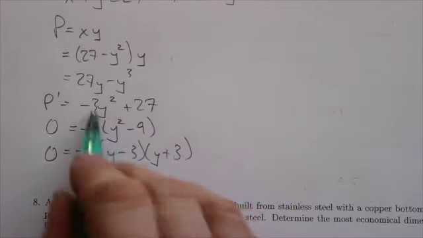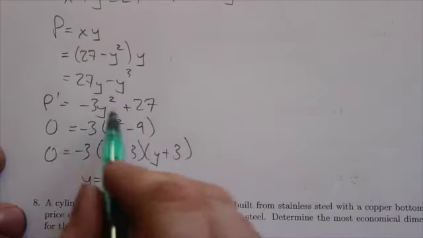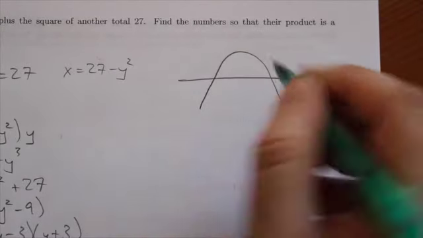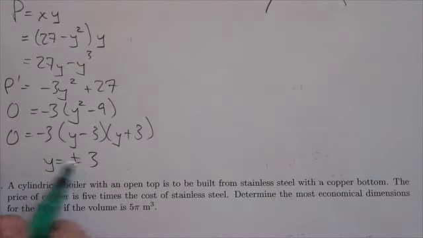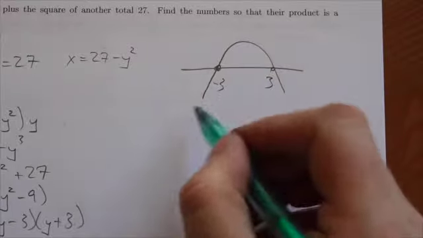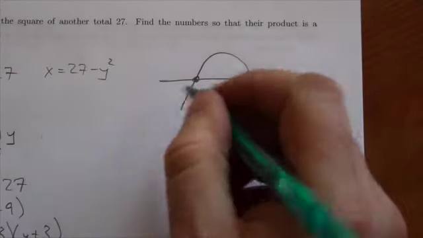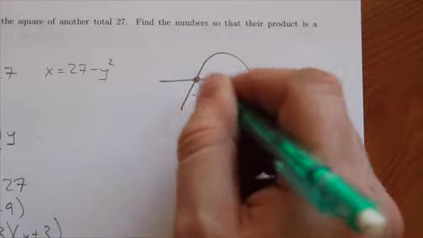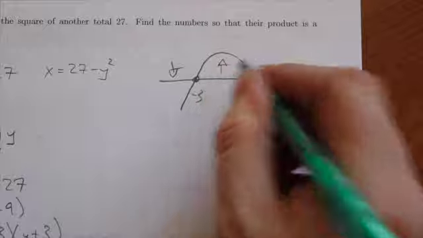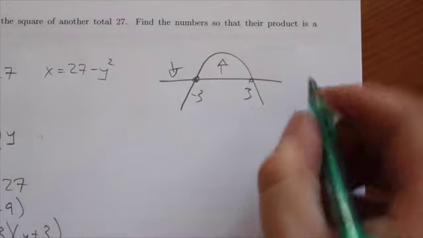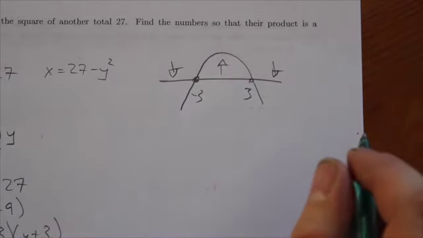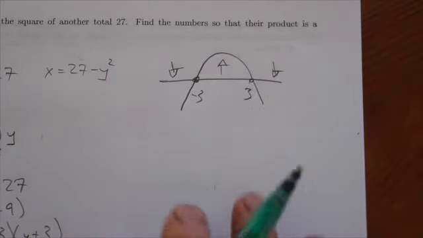Okay, now when I look at my derivative, I notice that it's a quadratic that opens down. It's going to look like this. And based on its roots, I know that this is going to be at negative 3 and positive 3. So this is telling me how the original function is behaving. To the left of negative 3, the derivative is negative, which means the original function is decreasing. On the right, it's positive, so it's increasing. And then over here, when the derivative drops below the x-axis, I know this means the function's decreasing.